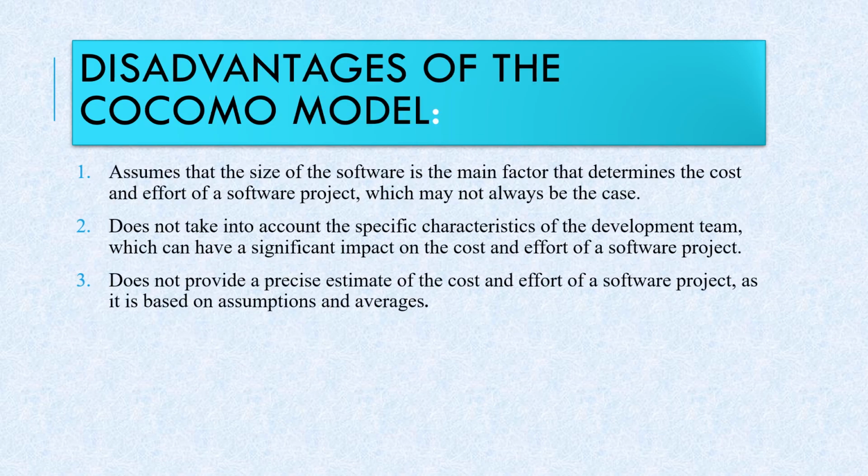Disadvantages of the COCOMO model. COCOMO assumes that the size of the software is the main factor that determines the cost and effort of a software project, which may not always be the case. COCOMO does not take into account the specific characteristics of the development team, which can have a significant impact on the cost and effort of a software project. COCOMO does not provide a precise estimate of the cost and effort of a software project, as it is based on assumptions and averages.